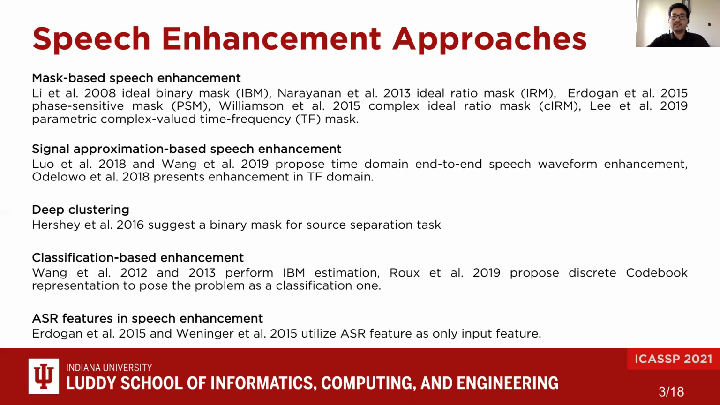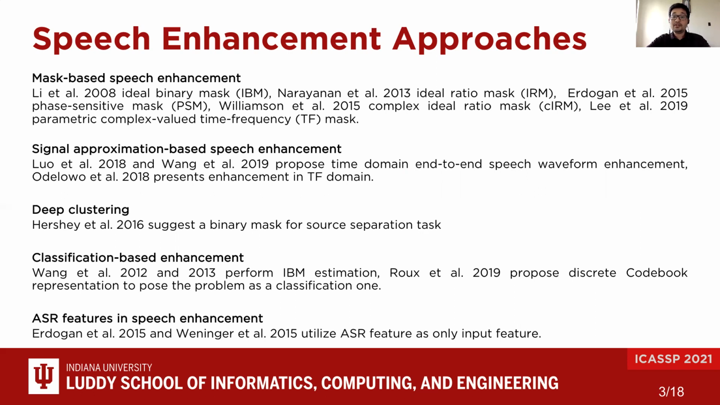Now, whether it is real-valued mask estimation or speech signal approximation, the speech enhancement task is a regression problem. A few works convert this problem into a classification task. In papers of 2012 and 2013, Wang et al. performed ideal binary mask estimation with a support vector machine. In 2019, Roux et al. proposed a discrete codebook that estimates better enhanced phases and poses the problem as a classification one.